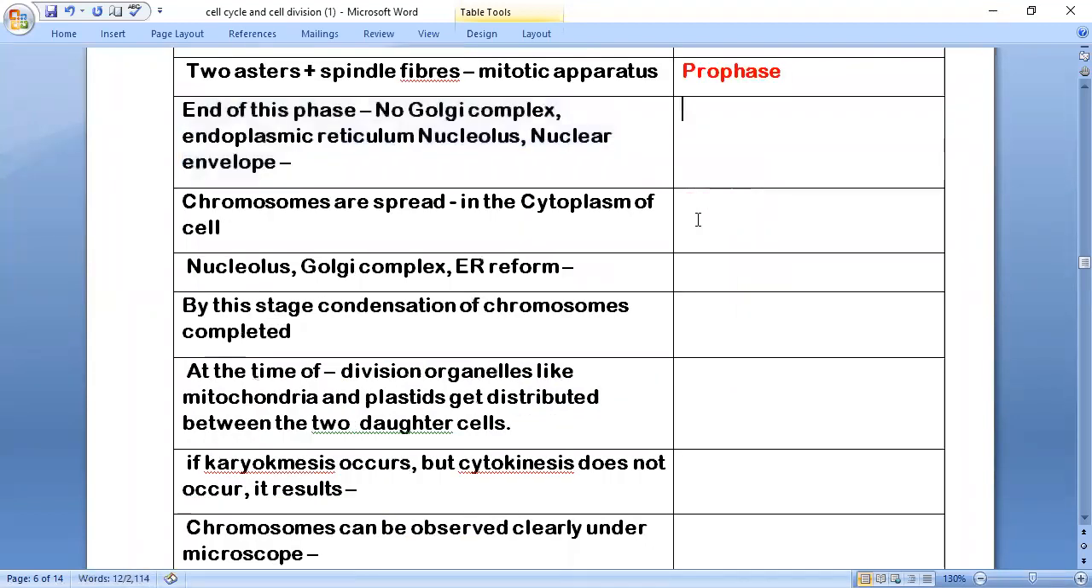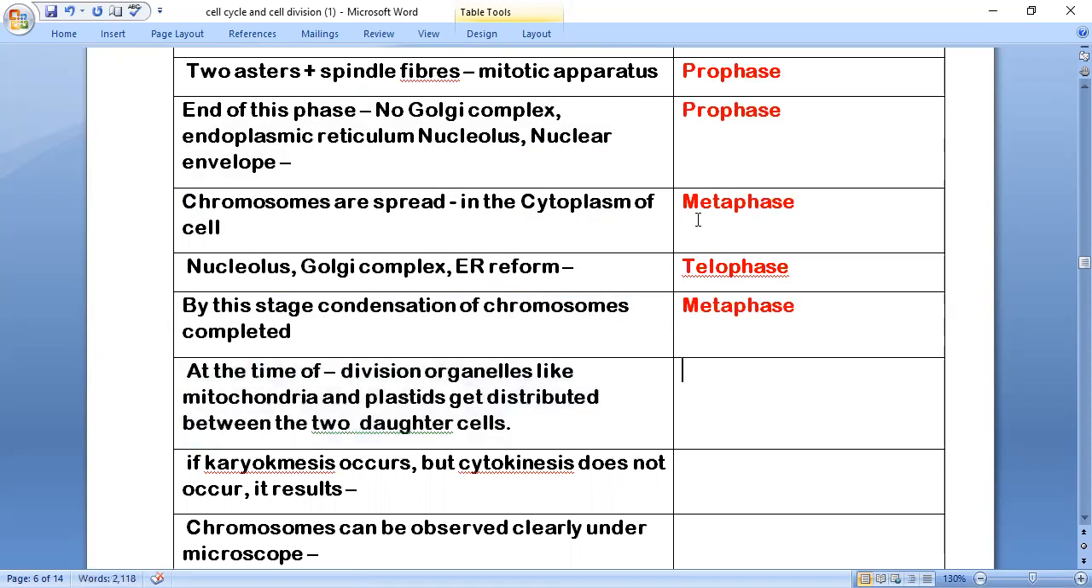Prophase: at the end of this phase, there is no Golgi complex, endoplasmic reticulum, nucleus, or nuclear envelope. Chromosomes are spread in the cytoplasm of the cell. Telophase: nucleolus, Golgi complex, and ER reform. By this stage, condensation of the chromosomes is completed: metaphase.